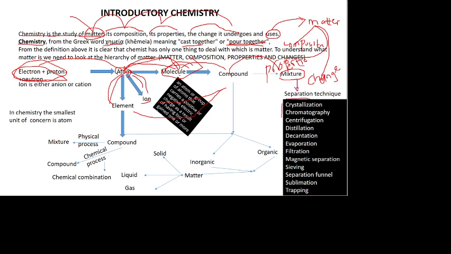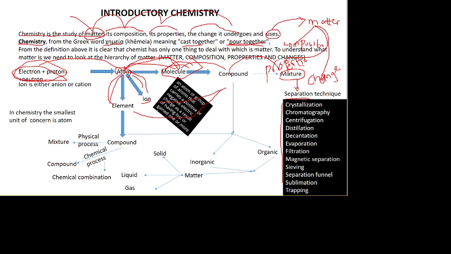For these separation techniques, the best way to understand and remember them is to use alphabetical order. Which separation techniques begin with C? There are three: crystallization, chromatography, centrifugation. Which begin with D? Distillation and decantation. There are two types of distillation: fractional distillation and simple distillation.